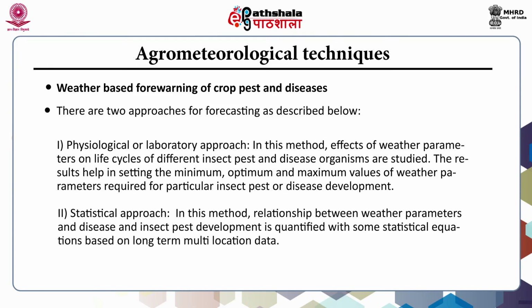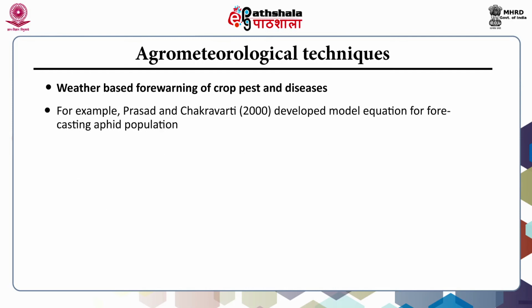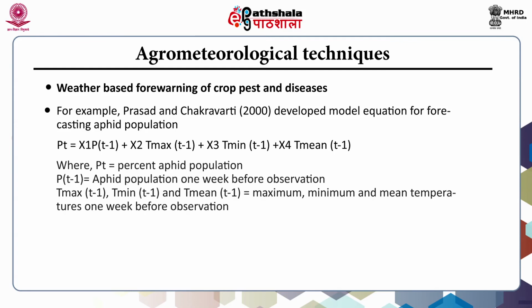In this method, the relationship between the weather parameters and the disease and insect pest development is quantified with some statistical equation based on long-term multi-location data. For example, Prasad and Chakravarti developed a model equation for forecasting aphid population: Pt = x1 Pt-1 + x2 Tmax(t-1) + x3 Tmin(t-1) + x4 Tmean(t-1), where Pt is the percent effete population.